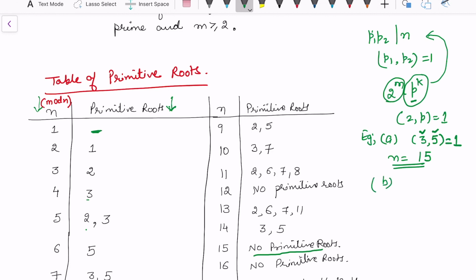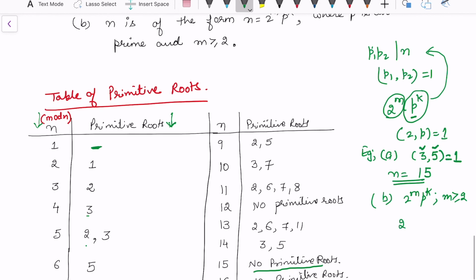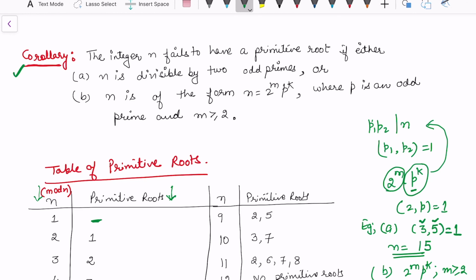Second, it says 2 to the power m into p to the power k, and m is greater than or equal to 2. That means the least value I can take is 2. Suppose it is 2 to the power 2, and then we have some odd prime. So this is 4 into p to the power k. And as p has to be odd, let me take this p as 3. So this means 4 into 3, taking k equal to 1. This quantity becomes 12. So 12 also has no primitive root. So whenever the number is divisible by the product of two quantities, and the GCD between those two quantities is 1, the number n will not have a primitive root.